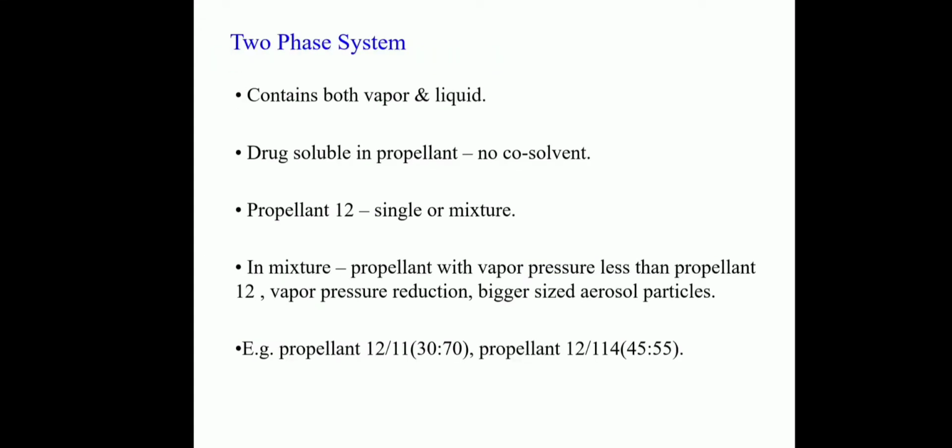Two-phase system. It contains both vapor and liquid. The drug is soluble in the propellant, hence a co-solvent is not used in it. Propellant is used as a single or mixture form. In a mixture, a propellant with vapor pressure less than the propellant is used, giving vapor pressure reduction and bigger-size aerosol particles. Some examples of propellants used are propellant 12/11 and propellant 12/114.